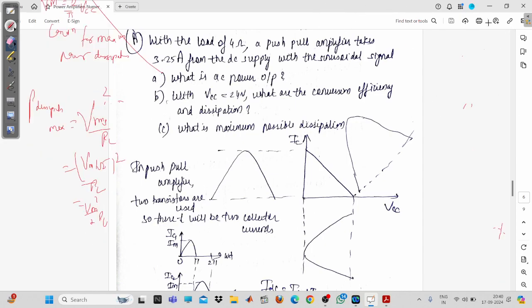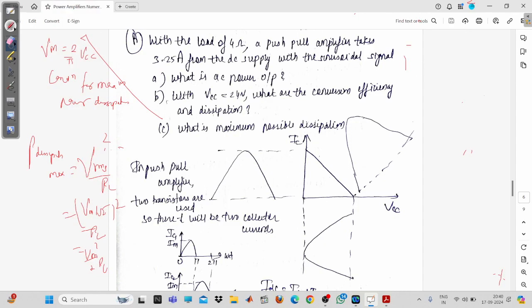Just a minute. Okay, so P dissipation maximum will be equal to 1 by 2 RL into Vm square, where Vm is 2 by pi VCC from this relation you have taken. Fine. So now you can easily calculate the things. This is 1 by 2 into RL, 4 VCC square upon pi square. You put the values and you are going to get the answer here.